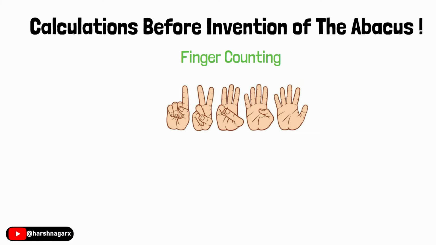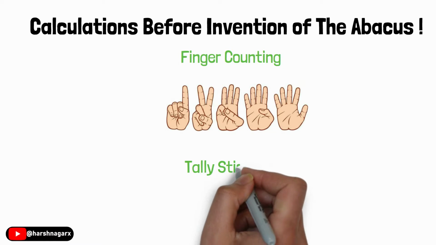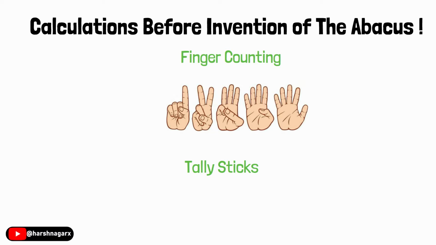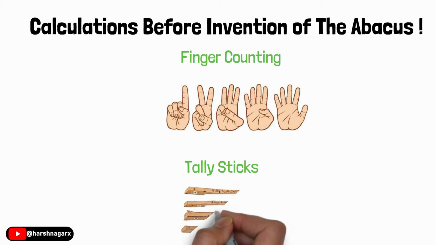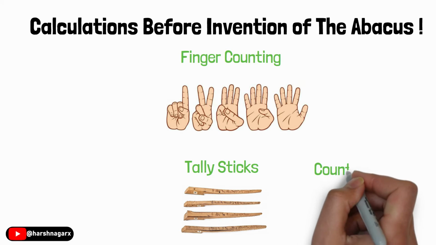First one is finger counting. It is one of the earliest methods of counting and simple arithmetic, involving using fingers. People would use their fingers to represent numbers and perform basic calculations like addition and subtraction. Next is tally sticks. Tally sticks were used by ancient civilizations to record and keep track of quantities. Notches or marks were made on sticks to represent numbers and counts. Tally sticks were particularly used for recording, keeping accounts and basic arithmetic.